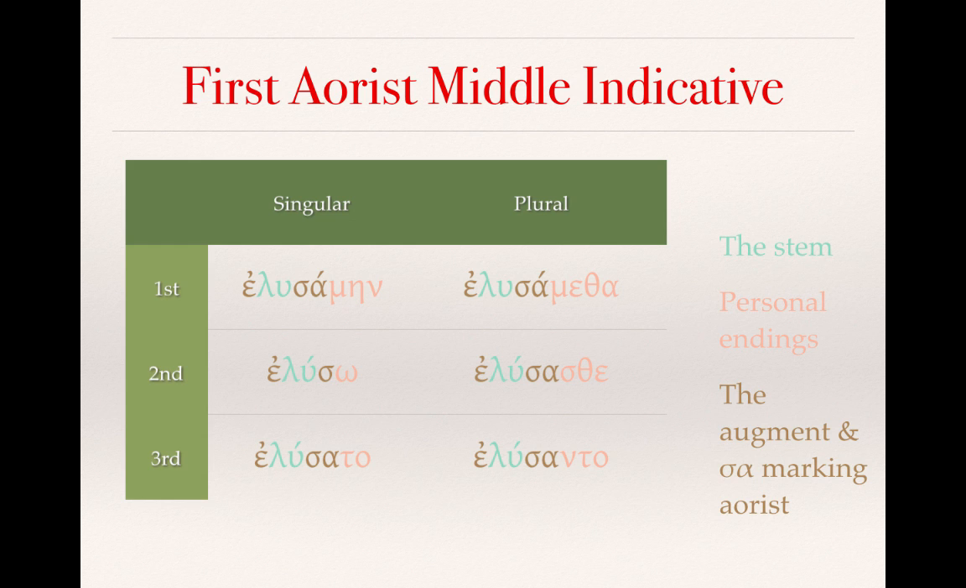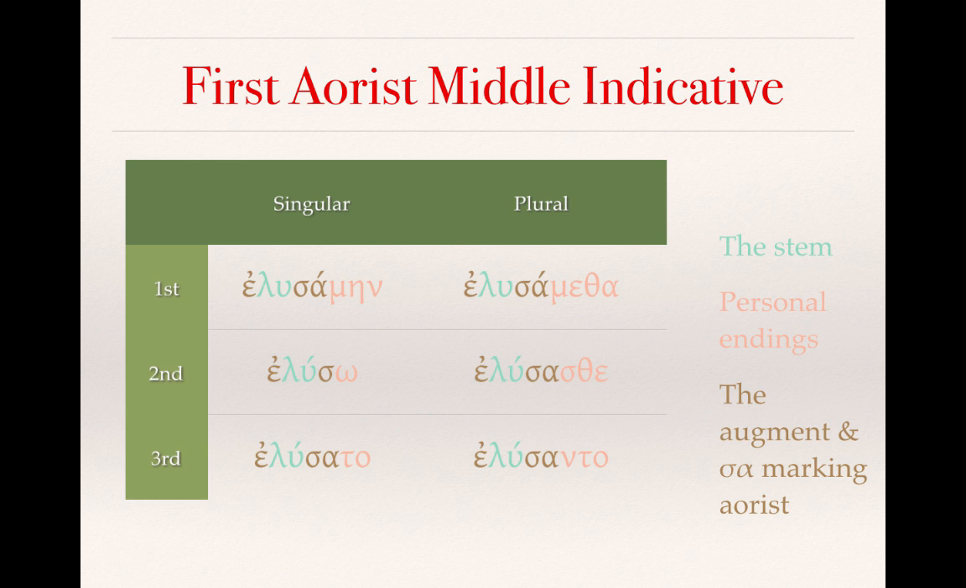Here is the chart for the first aorist middle indicative. Again, as I've done in past slides, this one provides the breakdown of the stem and the personal endings, the augment, and then the sigma alpha. So, elusamen, I loosed for myself. Eluso, you singular loosed for yourself. Elusato, he, she, or it loosed for himself, herself, or itself.